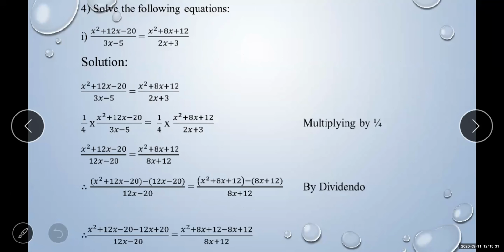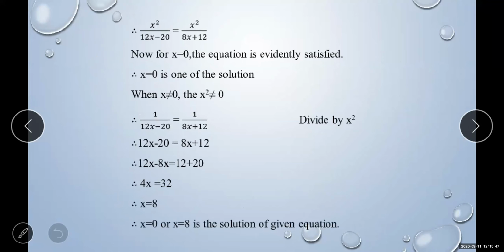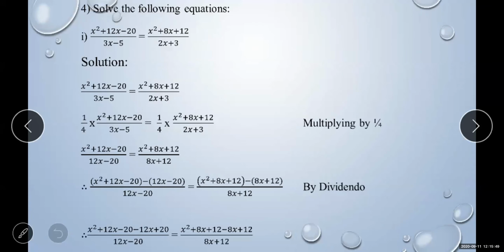So like this, you have to find out the values given from the ratio. Now this question, the fourth question, is somewhat different. Here we have to find out the value of x. This whole equation is given in the form of x. Solve the following equation. Solve means find out the value of x.